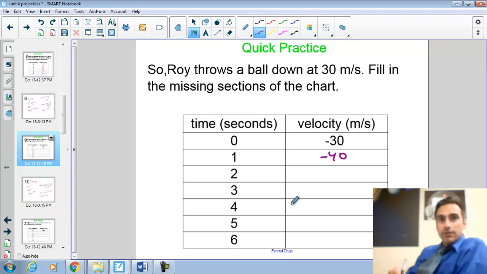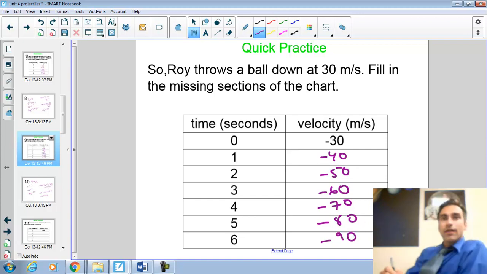There we go. And if we were to plug in 2 seconds, we should get negative 50, negative 60, negative 70, negative 80, negative 90, which should make sense because we're giving it a little extra oomph as it goes down. All right.